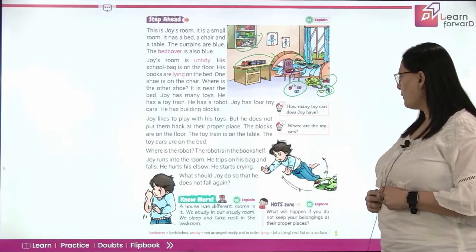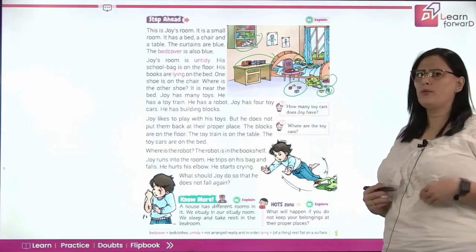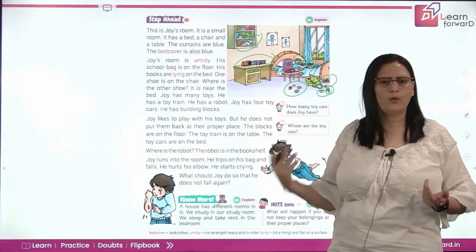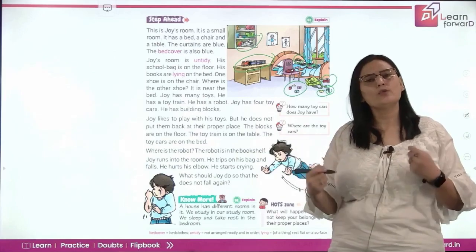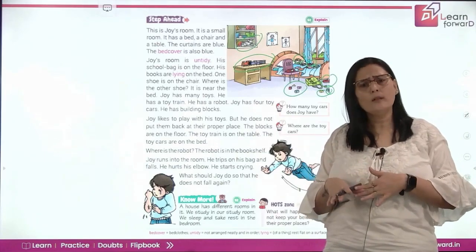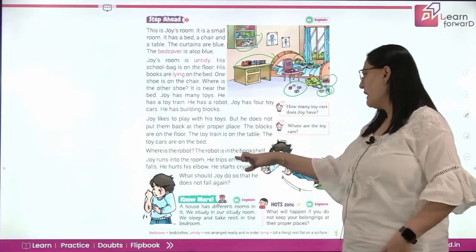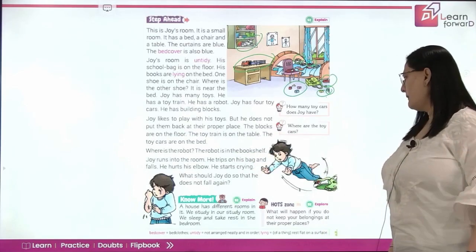Joy runs into the room. He trips on his bag and falls. So because the bag was lying on the floor, when he was running into his room, he slipped on the bag and then he hurt himself. He hurt his elbow. He starts crying.